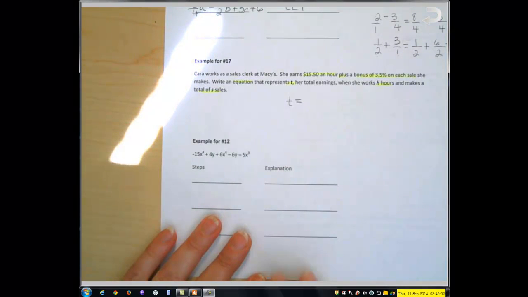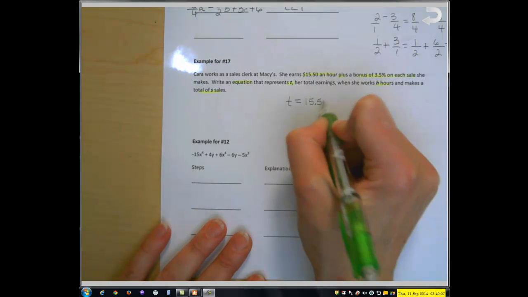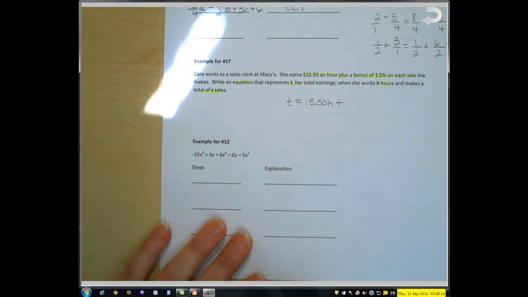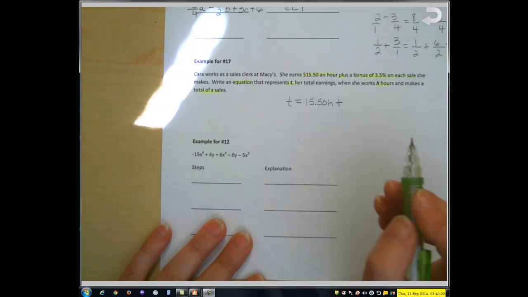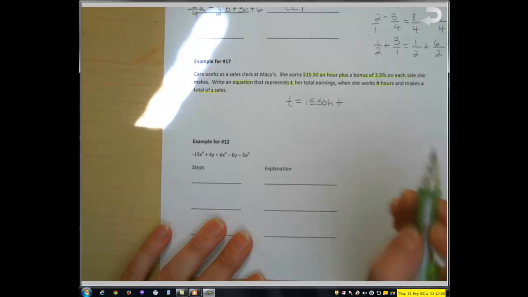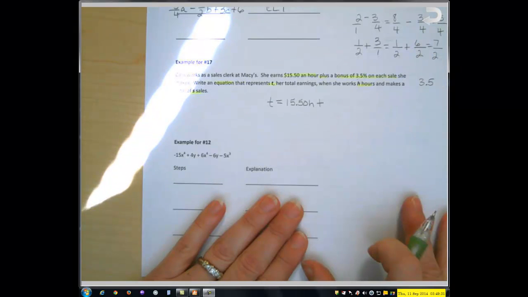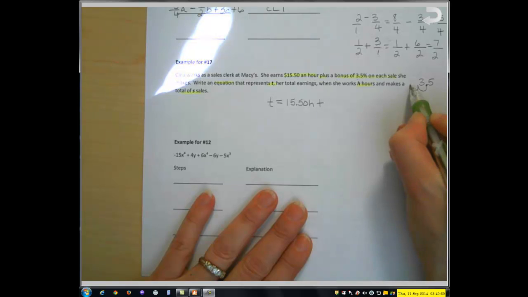So her earnings are made up of two things. They are made up of $15.50 for each hour plus 3.5% for each sale. Okay, so bells should be going off because we have a percent here. Before we do anything else, we need to change that percent to a decimal. So we need to move the decimal point. Here's the decimal point. We need to move the decimal point 2 places to the left.